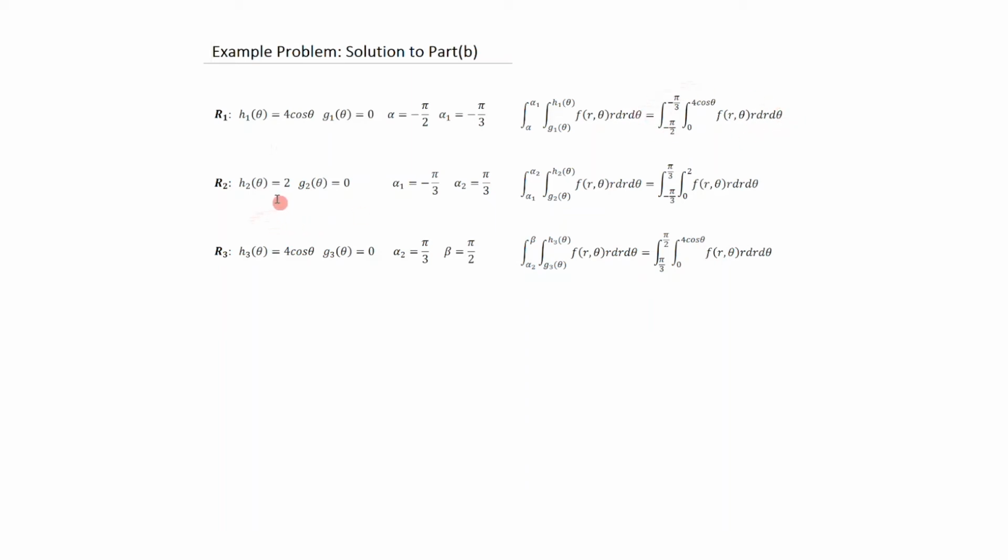For region 2, we're basically on the circle. So h2 theta is 2. G2 is 0. Basically you just collapse the value to a single point at the origin, and you're going from minus pi over 3 to pi over 3. So now that you have this information, you can put together the integral for region 2. And lastly, basically, we're going from pi over 3 to pi over 2. We're again following the off-centered circle, so that's 4 cos theta. And of course, the radial collapses to 0 so that you can sweep out the whole thing. So then this combined basically gives us the bounds for the third integral. And so you just need to sum these 3 together and you get the final answer.